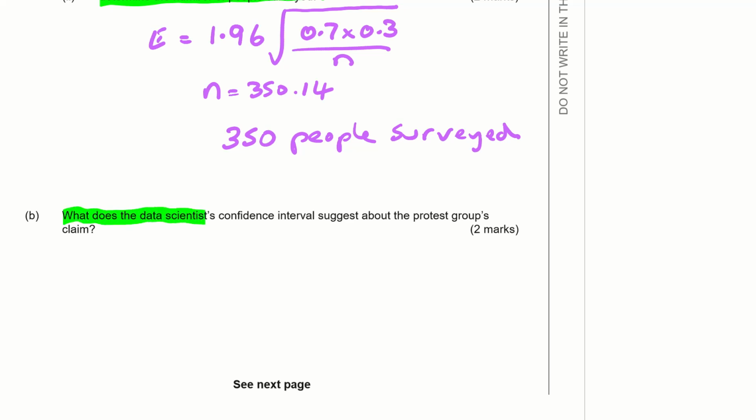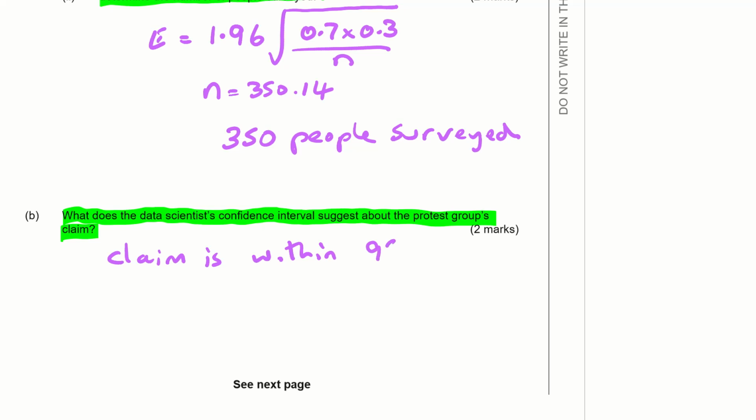What does the data scientist's confidence interval suggest about the protest group's claim? Well, their claim is within the 95% CI, so no evidence to reject the claim at this level.